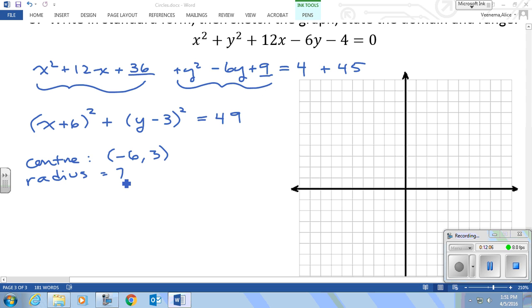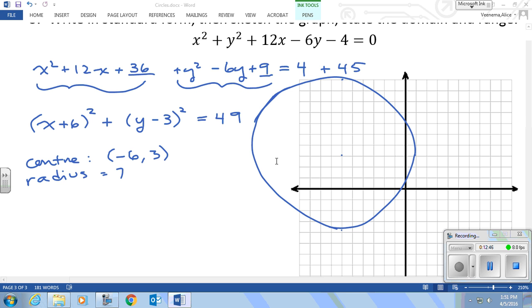So let's sketch that. So I've got a center at negative 6 and positive 3, and my radius is 7, so I can go 7 in all 4 directions. And there's 3, 1, 2, 3, 4. And I can sketch in my circle. And if I pretend that that dot should be further out, oh, it's terrible. It's much easier on paper and on a whiteboard with a whiteboard marker to make that look a little more round.